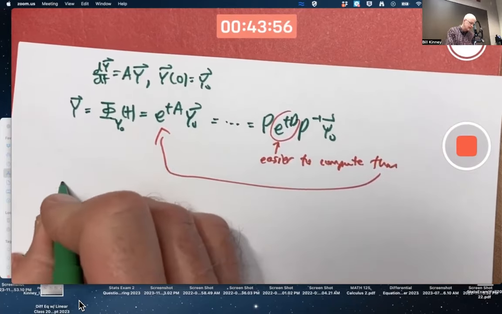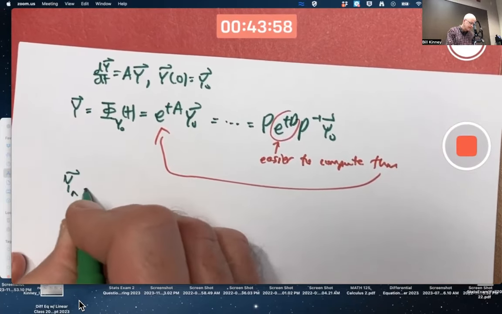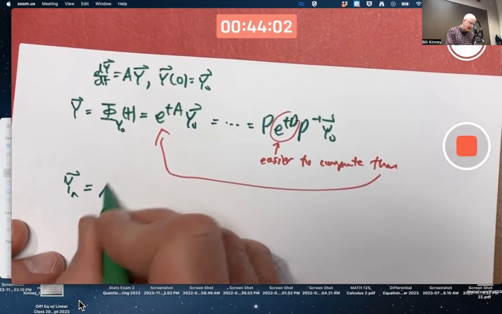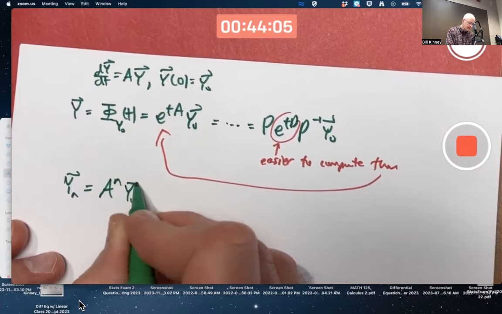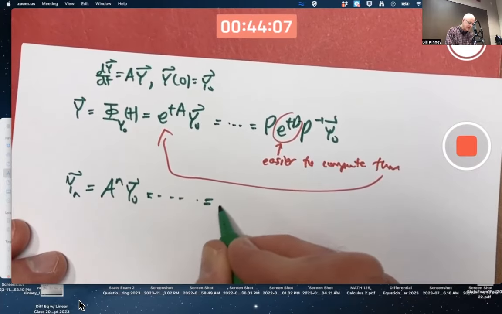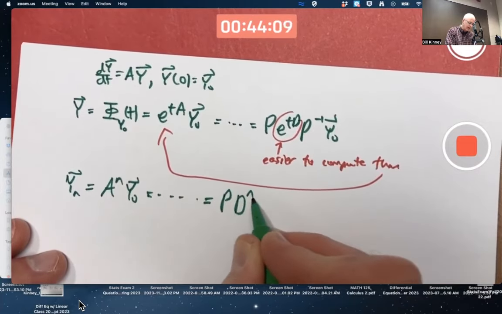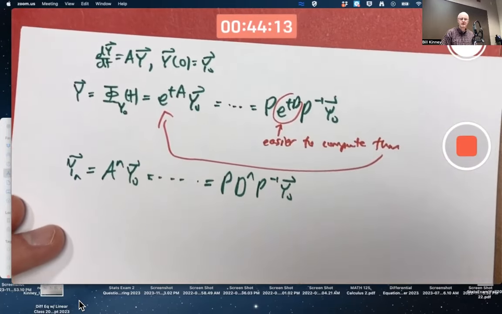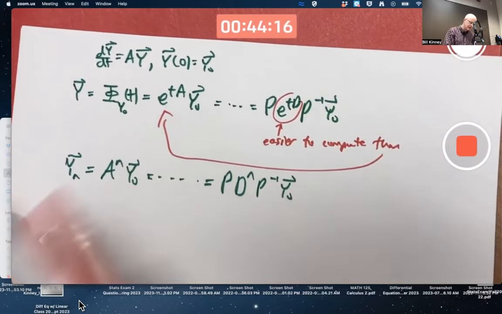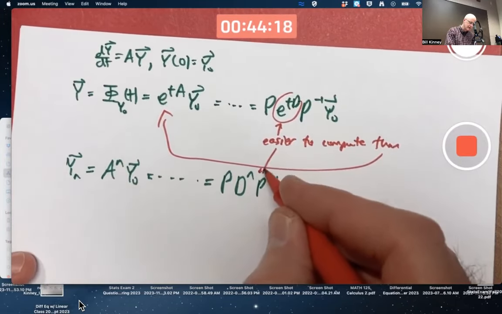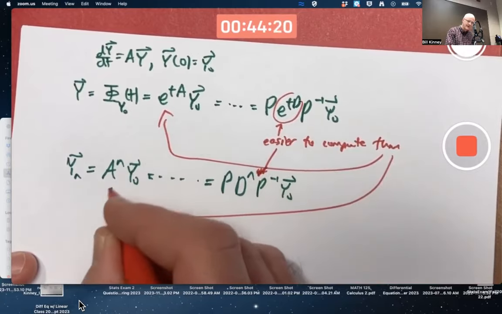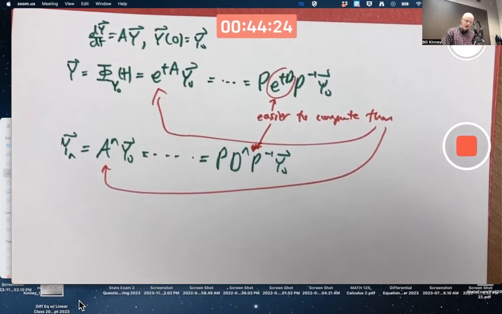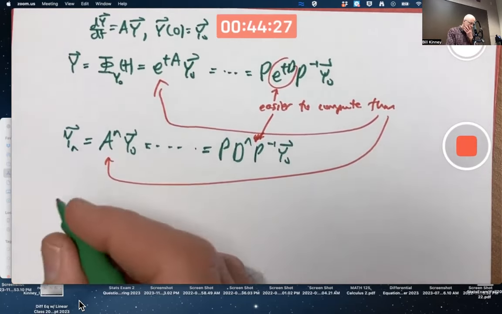For difference equations, you write it as y_n equals A to the n power times y naught. And that turns out to be P D to the n power times P inverse times y naught. That's also easier to compute than that directly. The flow idea still comes into play.